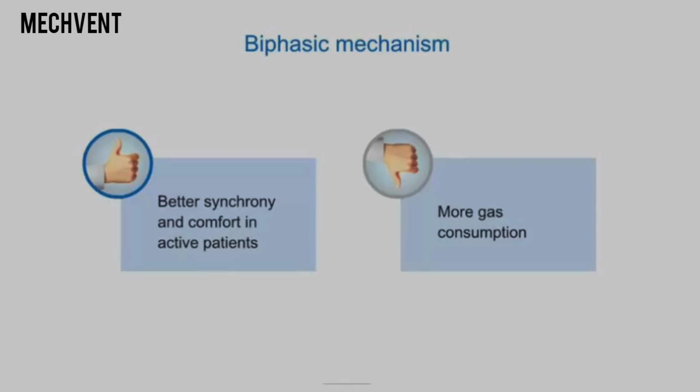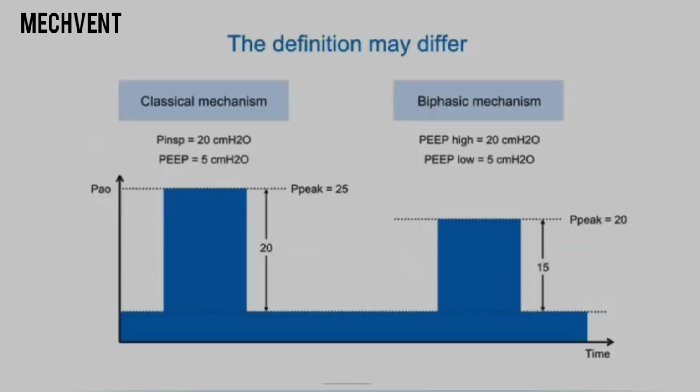However, with biphasic mechanism, a ventilator consumes much more gas than the classical mechanism for the same application. By definition, PEEP counts from 0 or atmospheric pressure. This also applies to PEEP high and PEEP low.